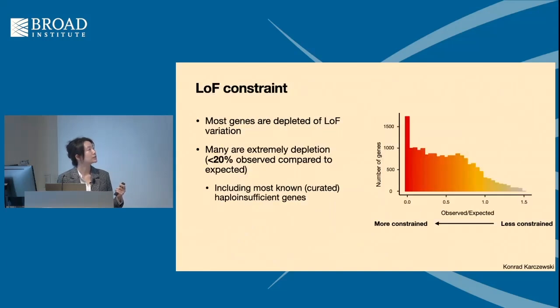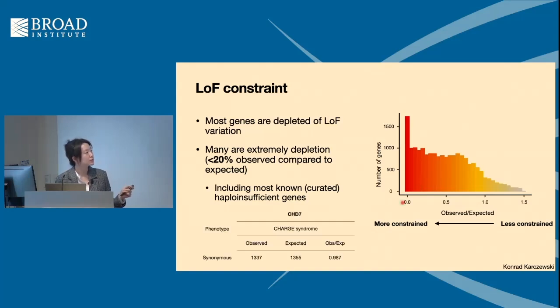So to focus on loss of function constraint, we know that most genes are actually depleted of loss of function variation. And many genes, including most haploinsufficient genes, are extremely depleted. So this plot on the right is showing the number of genes on the y-axis and the observed to expected ratio on the x-axis. And as you move from right to left, you're moving from less constrained against loss of function variation to more constrained against loss of function variation.